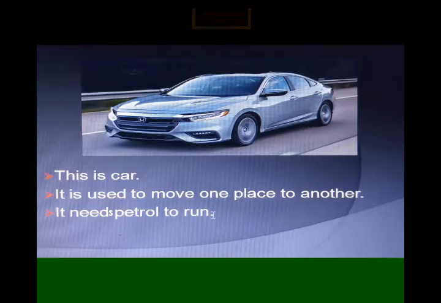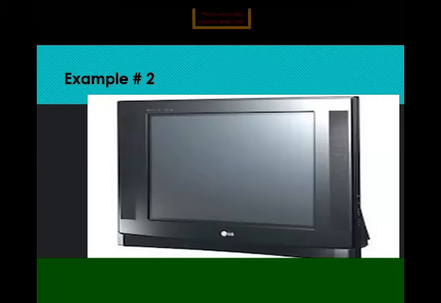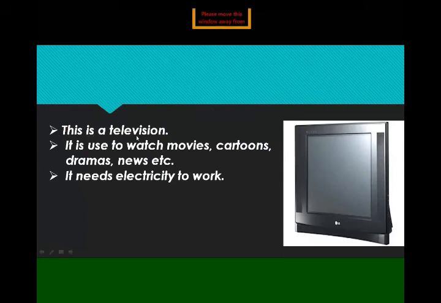Okay. Now see the next example. What is this? This is a television. It is used to watch movies, cartoons, dramas, news, and so on. We can watch many types of things on the television, and it needs electricity to work. It is also called a machine.